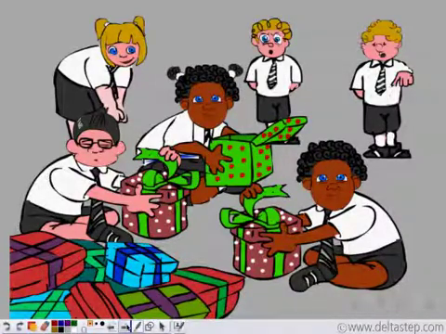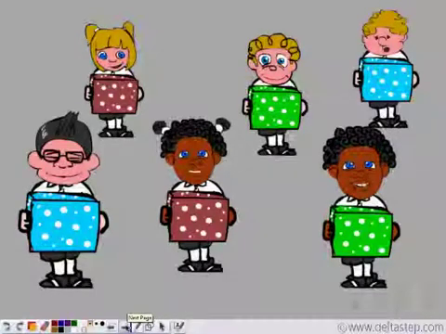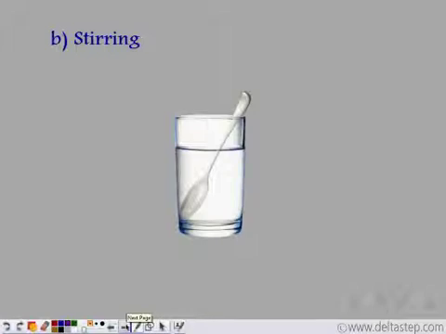But now, instead of keeping all the presents in one corner of the room, the presents are scattered in the entire room. So it becomes very easy for the kids. They easily pick up one present each and open their presents. So, can you relate this with the stirring of a solute in a solvent? How does stirring affect the solubility of a solute?